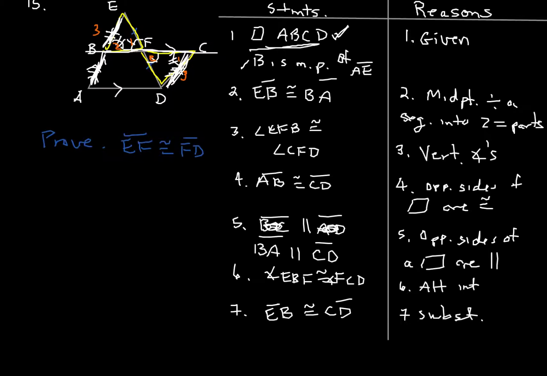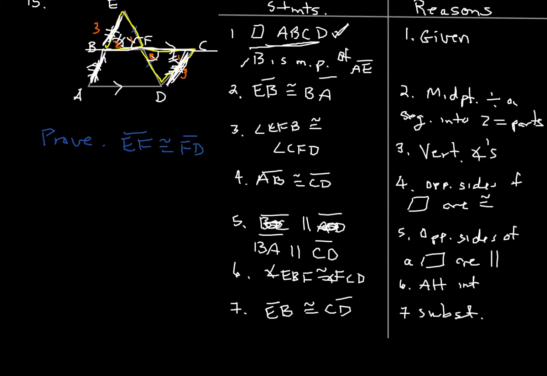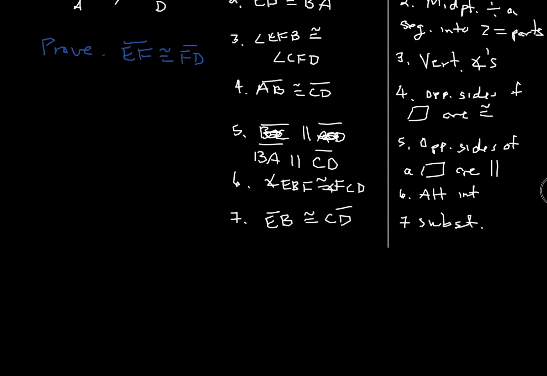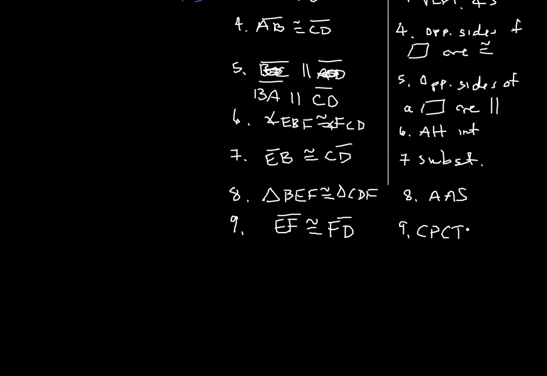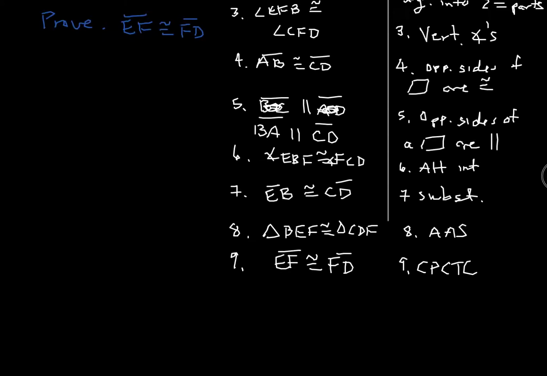And then we can say the triangles are congruent because we have angle, angle, side. So we're going to do that real quick. We're going to say triangle BEF is congruent to triangle CDF, and that is by angle, angle, side. And then finally we can say EF is congruent to FD because they're in this triangle. So we would say CPCTC.